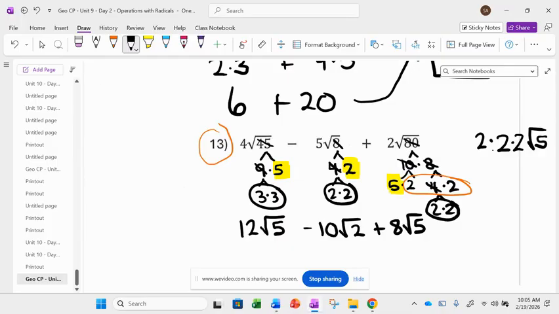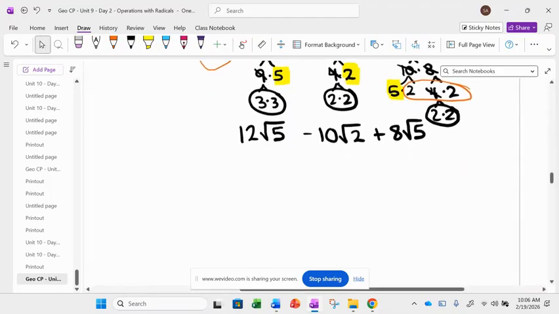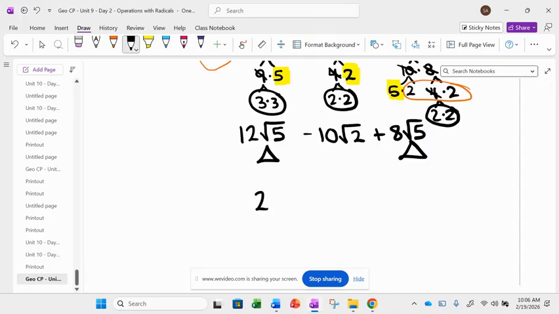You want as many pairs as possible. If you can get another pair. If you don't know if you can or not, break it down to see. So your goal in simplifying is to get as many pairs as possible. So there's no limit to what we can have. And now out of all of these, only 2 of them can be added together. So 12 root 5 plus 8 root 5 is a 20 root 5 minus a 10 root 2.